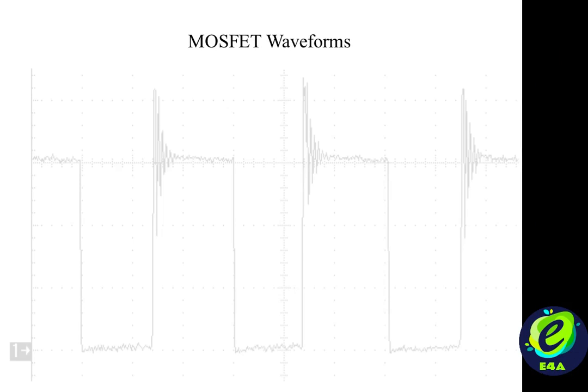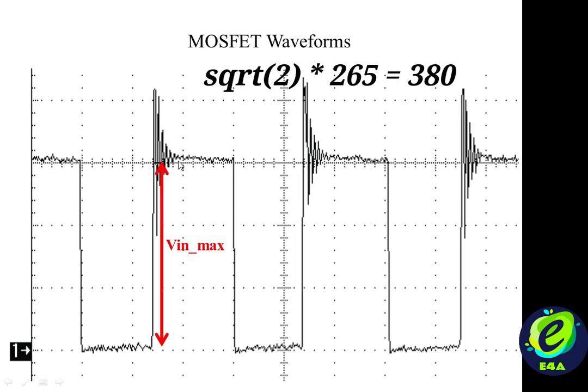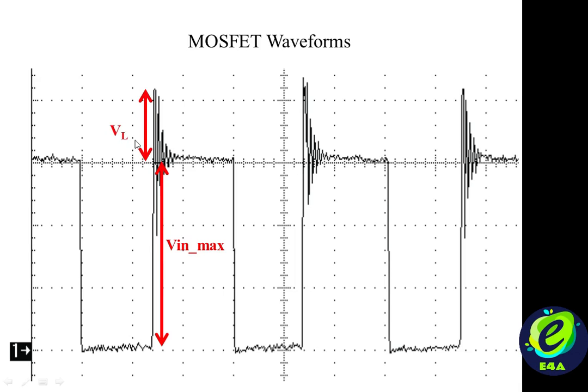So first of all, let us start with these waveforms. These are the waveforms of the drain of the MOSFET in the primary side of the high frequency transformer. This portion of the waveforms is due to the DC equivalent of the maximum AC voltage of 265 volts AC coming from the line. The DC equivalent of this AC voltage is √2 times 265, which is about 380 volts. Above this, the voltage spikes due to the leakage inductance of the transformer primary also get superimposed, which are denoted by VL here.